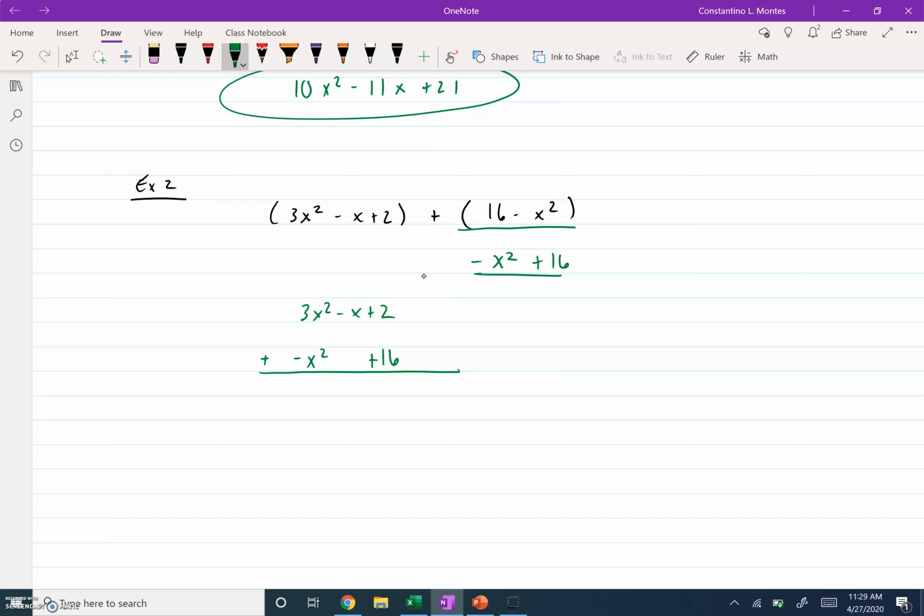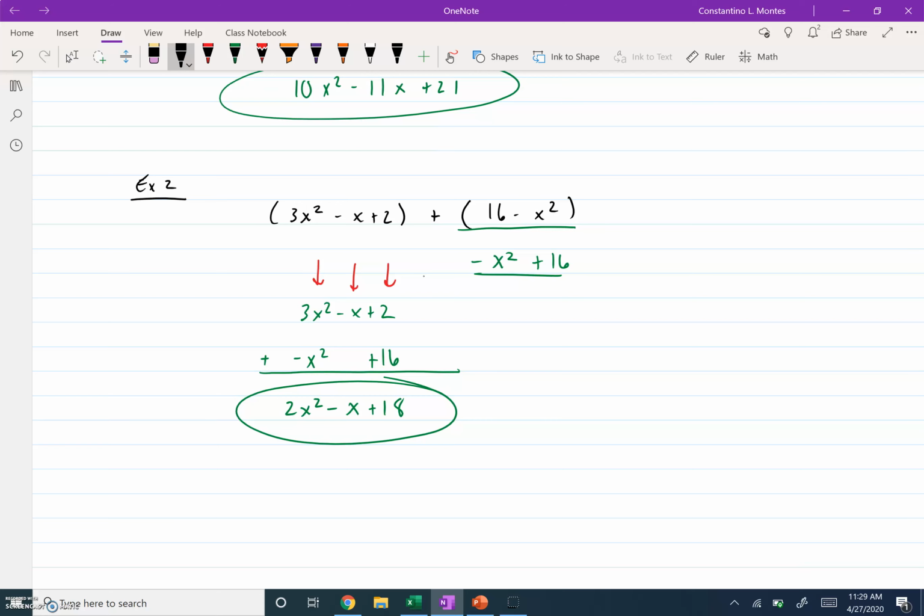So this new organization is going to allow me to combine the like terms and then keep track of the terms that have nothing to combine with. We have our x squared terms here. We have our x terms here. There's only one of them. This has none. And then we have our constant. So I'm going to combine 3x squared with negative x squared. That would be positive 2x squared. There's nothing to combine here, so this just stays as minus x. And then 2 plus 16 is going to give me 18. So our answer when we add these two polynomials is going to be 2x squared minus x plus 18.